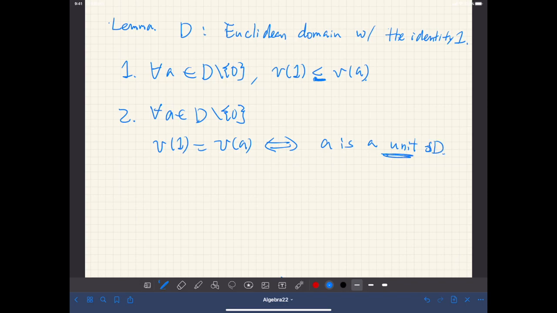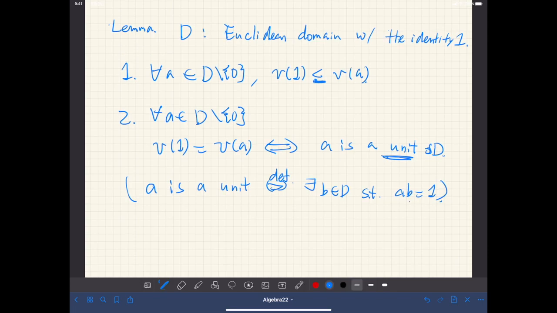Okay, so what is a unit? Let's say a is a unit. Basically, it is an invertible element. So by definition, there exists some element b in D such that ab is equal to 1. In other words, if there exists a multiplicative inverse of the element, then that element is called a unit.